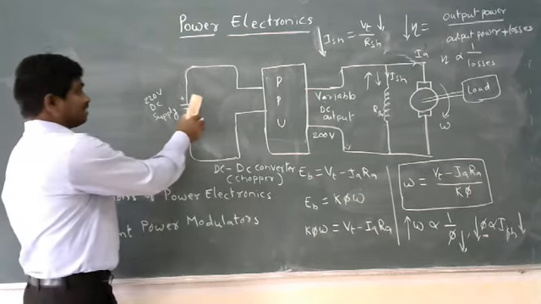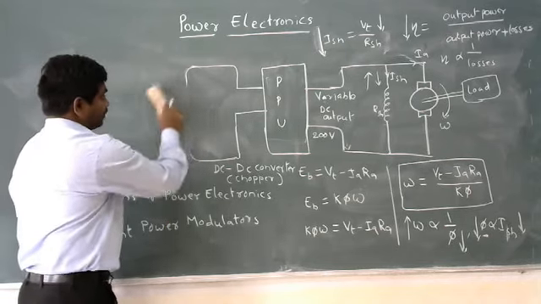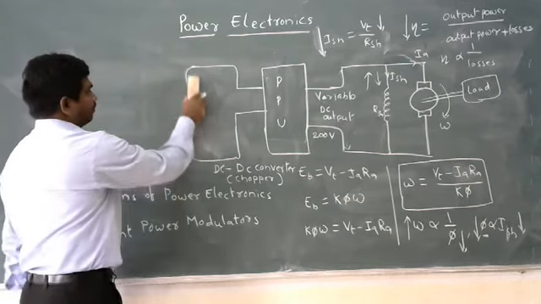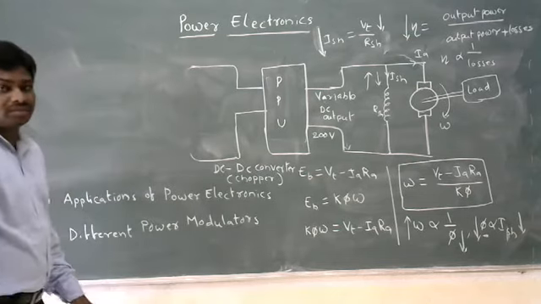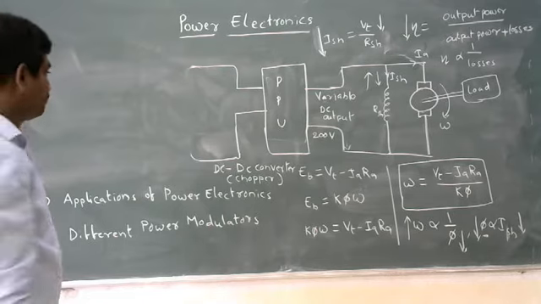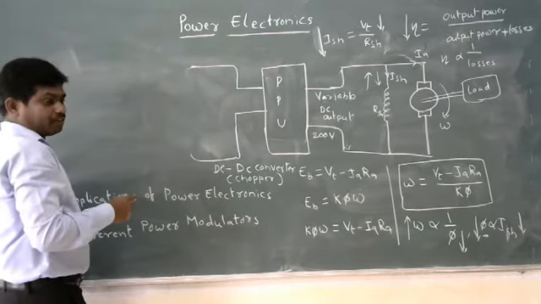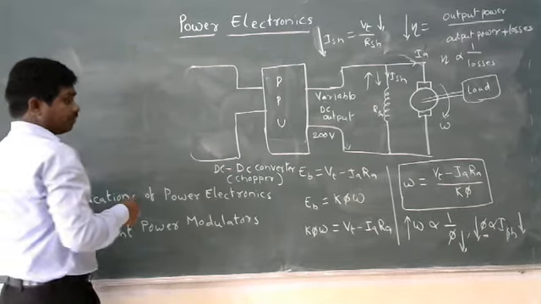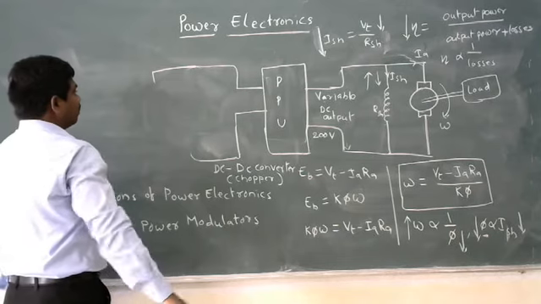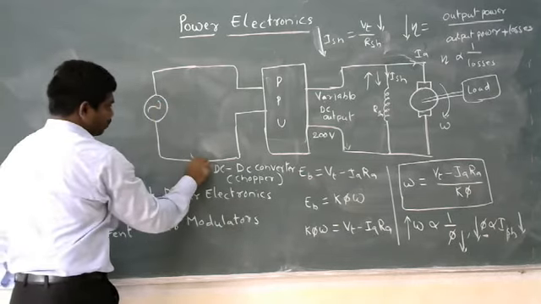Suppose DC supply is not available. In nature, AC supply is available, because the electrical power being generated is AC in nature. It is available in two forms: one is three-phase form, the other one is single-phase form. Let us see this AC power supply which is available.